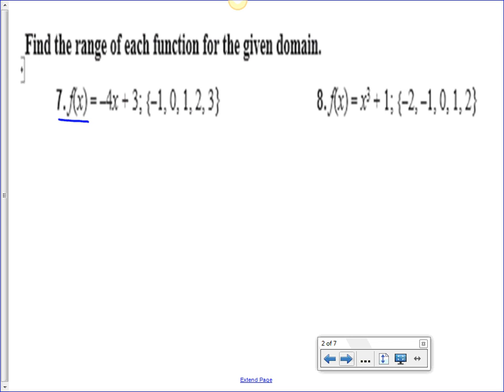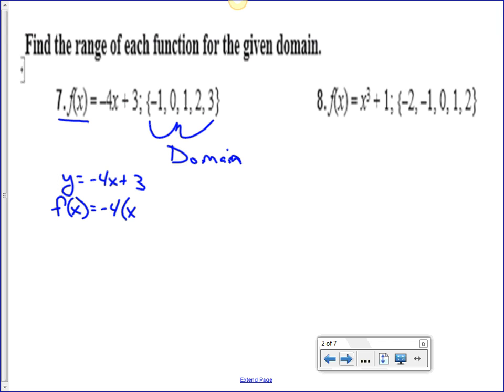We're going to have f of x is equal to negative 4x plus 3. This information right here is giving you the domain, which hopefully we can remember is our x values. So f of x is simply another way of saying y equals negative 4x plus 3. So it's just a little different notation. Same idea applies. So if I say f of x is equal to negative 4x plus 3, to find the range, we simply plug in the domain that we are given.